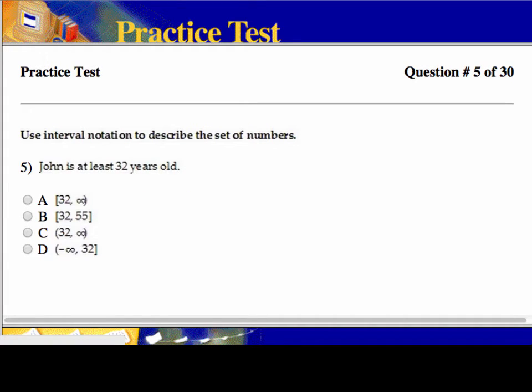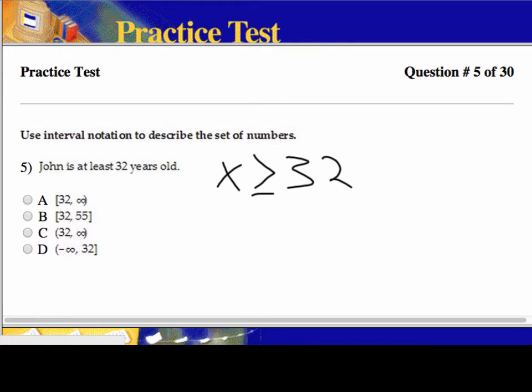Number 5, use the interval notation. Now, I dinged you guys on the first test because you used the wrong notation. Sometimes you graphed it, and you didn't use the interval notation. Sometimes you used inequalities. Interval notation is going to be parentheses or brackets, all right? John is at least 32 years old. So x and 32, at least means he's how old? Pick a number that makes that statement true. If he was 50, would he be at least 32? Yeah, so x has to be greater than, could he be 32? Yeah, so we include it.